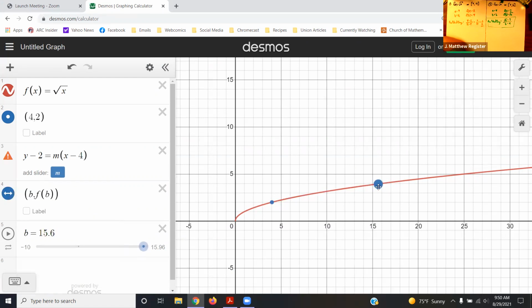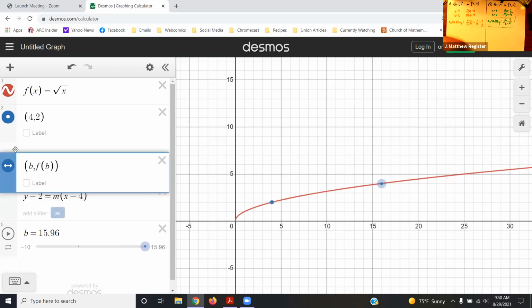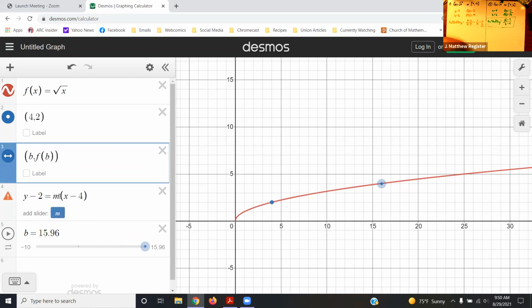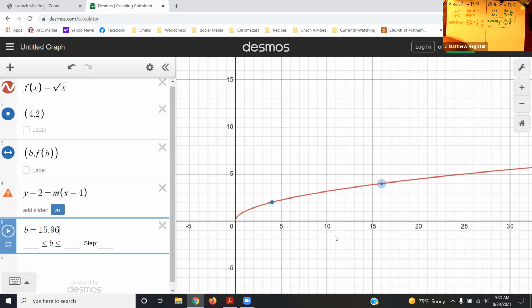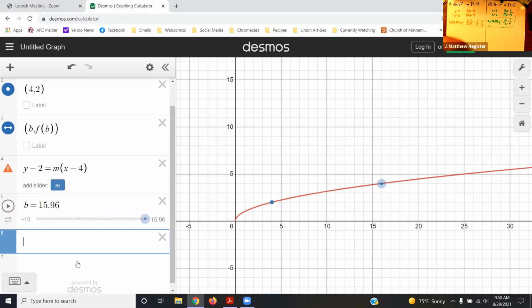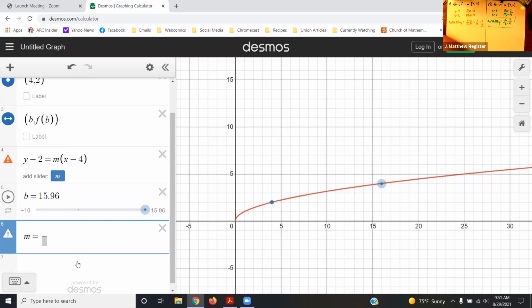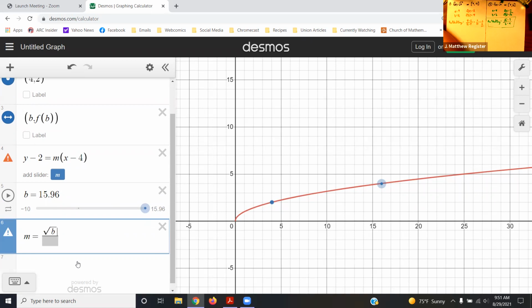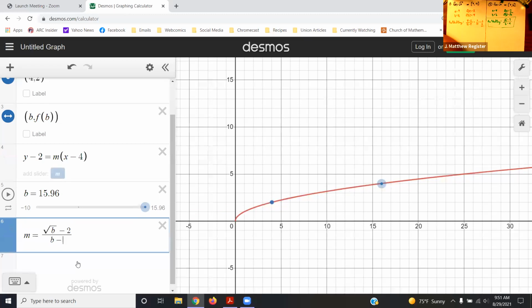Now, we started with it being 16, and we said that we could figure out what the slope was for the value 16. The slope ended up being 1/6. Well, now what we have is a formula which will tell us what our slope is no matter what value b is. And so our slope is our average rate of change. So the average rate of change is the ratio square root of b minus 2 over b minus 4.